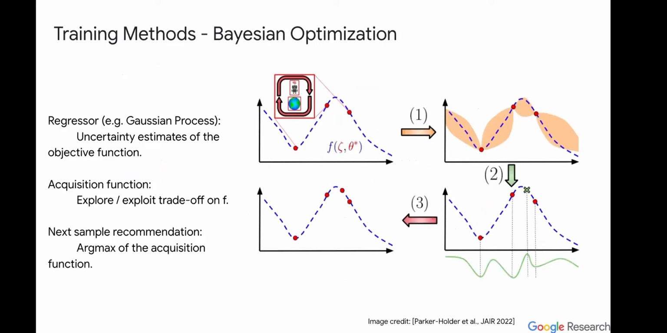Bayesian optimization, also very popular, generally works in 3 steps. We have some data, and we fit a Gaussian process or regressor through it that gives the uncertainty estimates. Then we create an acquisition function that creates this exploration trade-off. And then the argmax of that acquisition function is the next sample that it recommends to do.